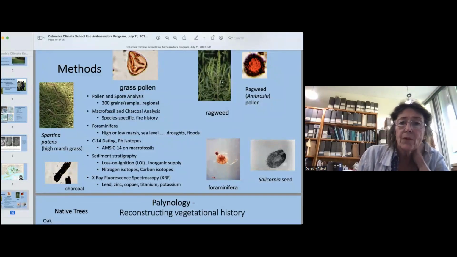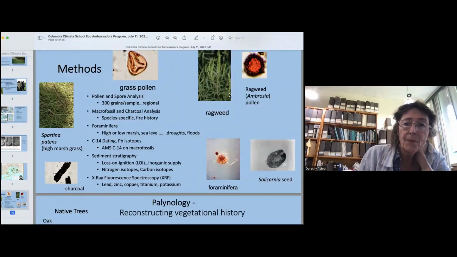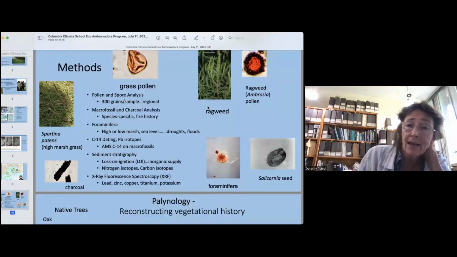So here's a ragweed. You've probably heard of that. A lot of people are allergic. That's a native plant, but it's also very aggressive and comes in when you cut down trees. So it's a marker for European contact. When Native Americans were here, they didn't cut down the forest in huge amounts.